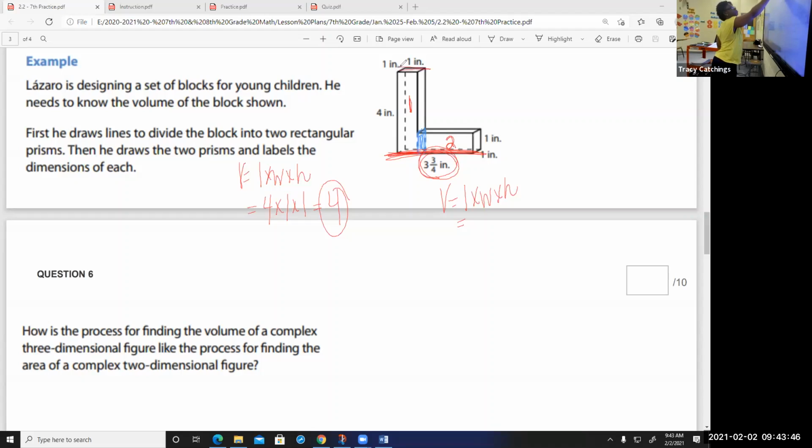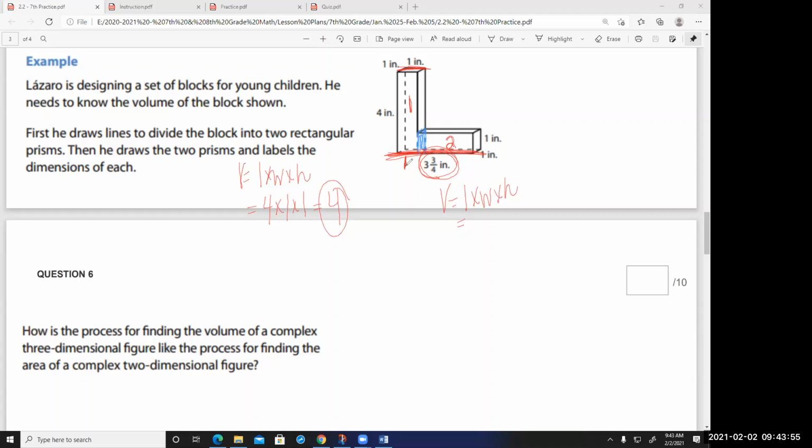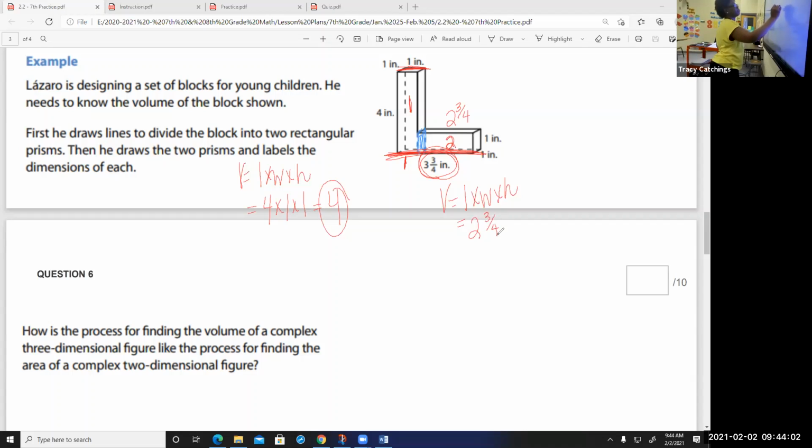But this part was 1 inch. So I asked myself, 1 plus what is 3 and 3/4? 2 and 3/4. Yes. You all have to pay attention to how they separated it. So 2 and 3/4 still once again times 1 and times 1.